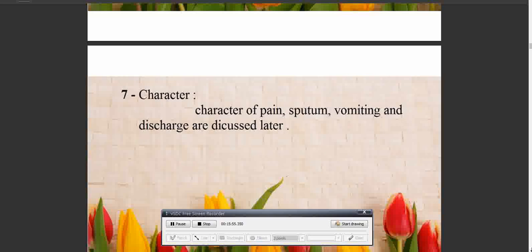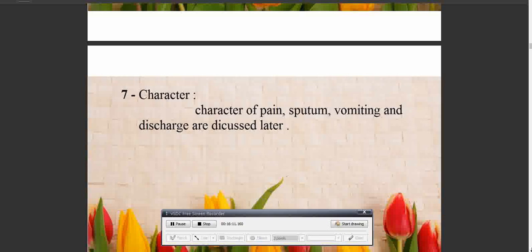Character is another case. Character of pain, sputum, vomiting, and discharge. They need the character, and you are going to check them later in the HPI, that is, the history of presenting illness. Pain, you must give it a character. Is it throbbing? Is it pounding?